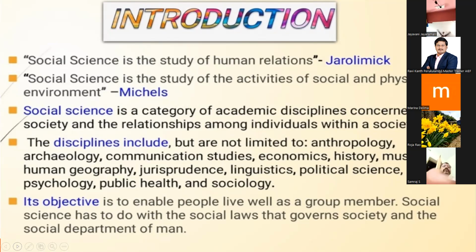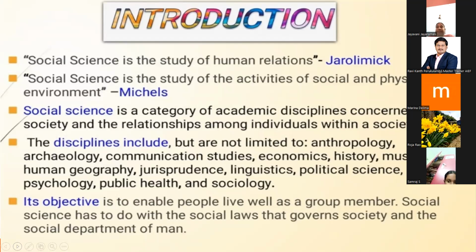The introduction here: Social science is the study of human relations. Zarolimic is the one who has said this. Social science is a study of the activities of social and physical environment, by Michels. Social science is a category of academic disciplines concerned with society and the relationships among individuals within a society.